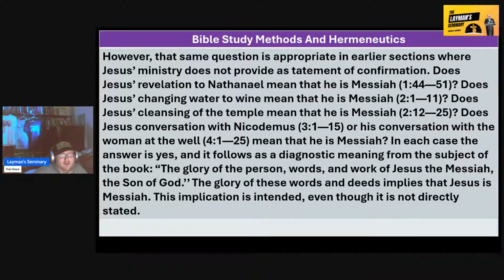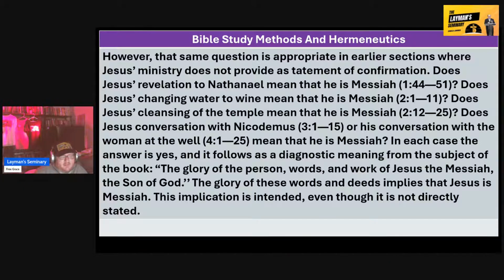However, the same question is appropriate in earlier sections, where Jesus' ministry does not provide a statement of confirmation. Does Jesus' revelation to Nathanael mean that he's the Messiah? Does Jesus changing water to wine mean that he's the Messiah? Does Jesus' cleansing of the temple mean that he's the Messiah? Does Jesus' conversation with Nicodemus or his conversation with the woman at the well mean that he's the Messiah? In each case, the answer is yes, and it follows as a diagnostic meaning from the subject of the book: the glory of the person, words, and works of Jesus Christ the Messiah, the Son of God.